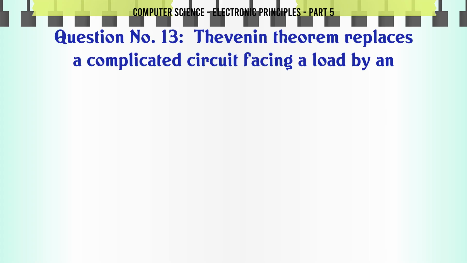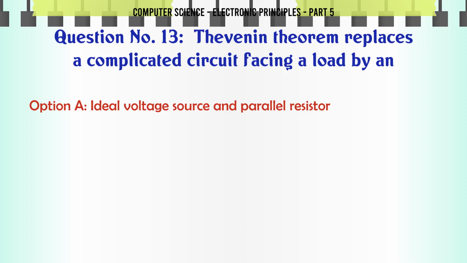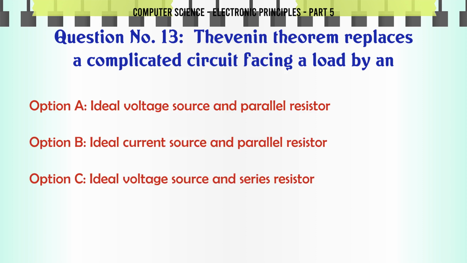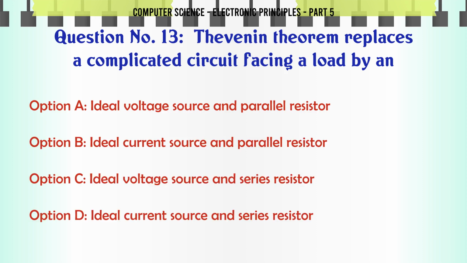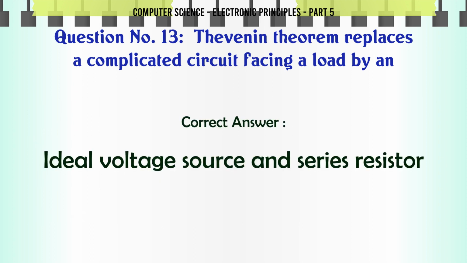Thevenin's theorem replaces a complicated circuit facing a load by an A. Ideal voltage source and parallel resistor. B. Ideal current source and parallel resistor. C. Ideal voltage source and series resistor. D. Ideal current source and series resistor. The correct answer is ideal voltage source and series resistor.